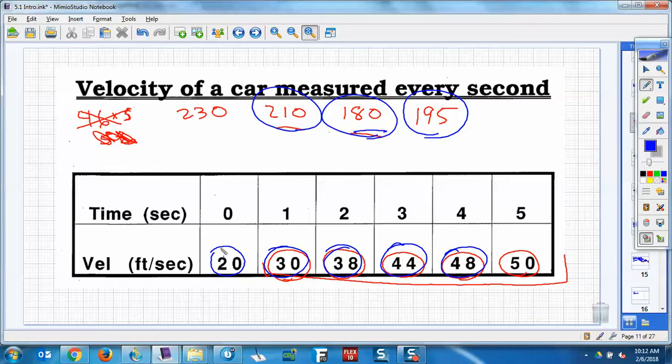So what she's saying is, if it was going 20 at the beginning of the second and 30 at the end of the second, is it reasonable it was going 25 for an average? Does that make sense? So let's say it averaged 25 feet per second for the whole first second. So that means it went 25 feet, right? And then the average here would be 34, and the average here would be 41, and the average here would be 46, and the average here would be 49. And if you add those 5 numbers up, you get 195, right? So I think any of those are reasonable.